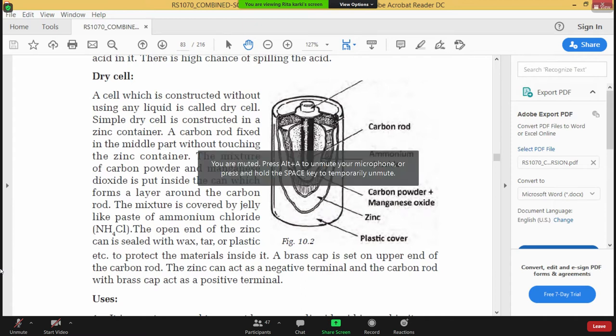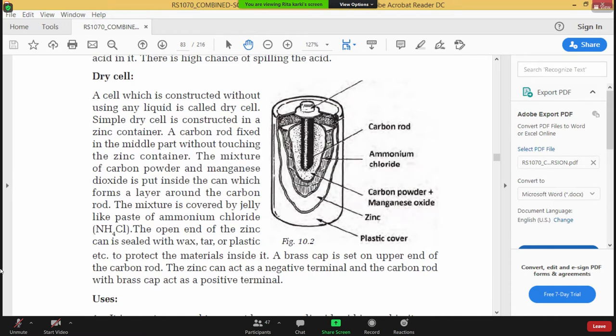So, the carbon rod is fixed at the middle of the container, but it is placed in such a way that it will not touch the zinc plate that is present at the outermost part of the particular battery or dry cell. Besides the carbon rod, it comprises several other chemical substances. Outside the carbon rod, there is a mixture of ammonium chloride. Ammonium chloride is present just outside the carbon rod.